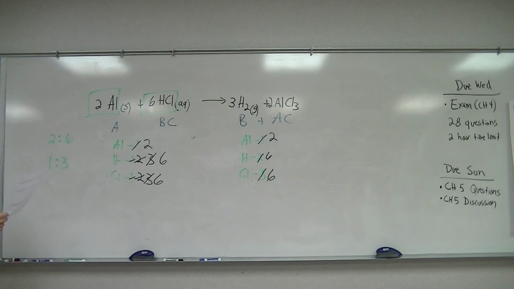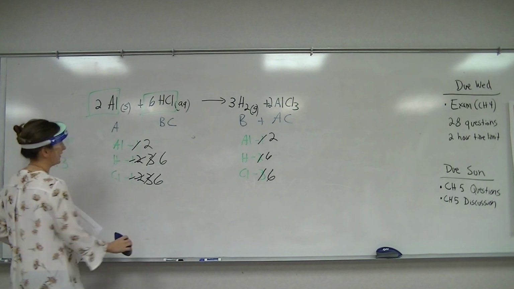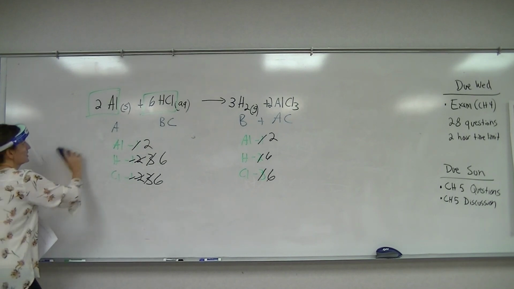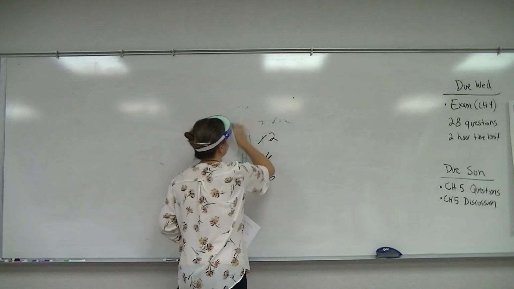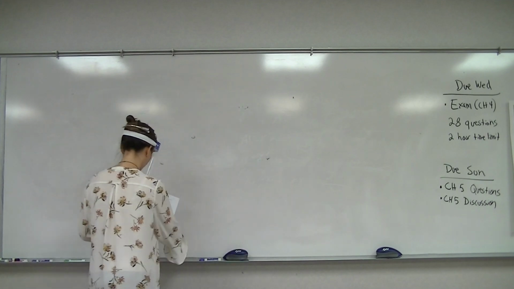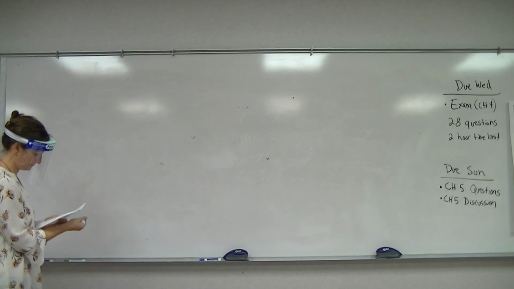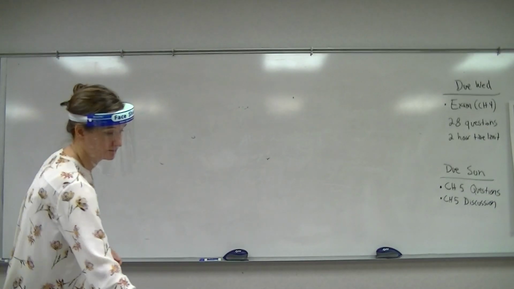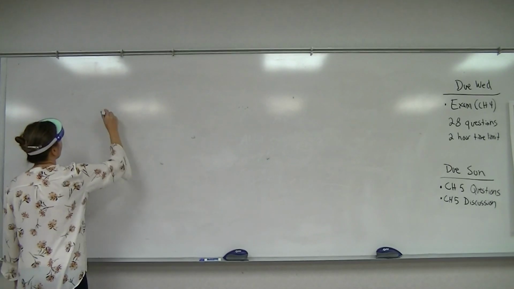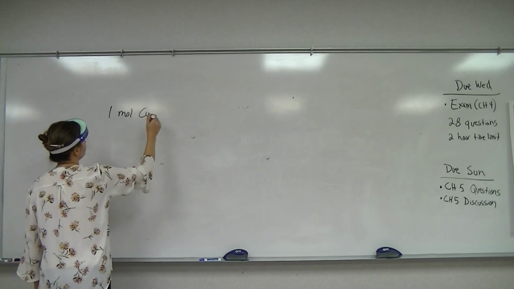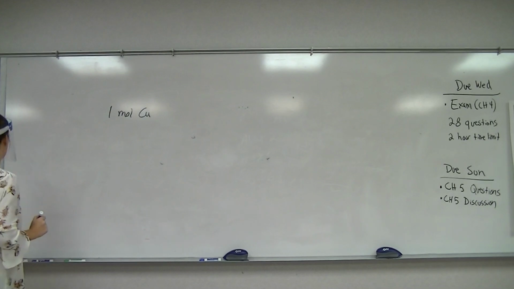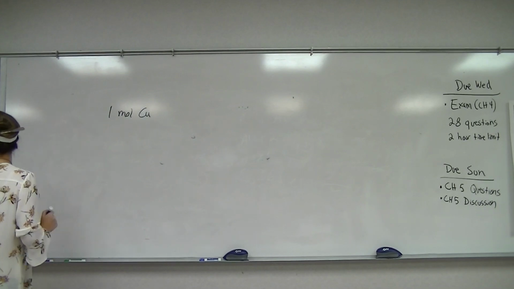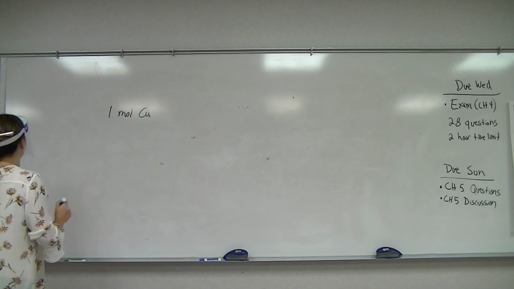What is the mass in grams of 1 mole of copper atoms? Oh, so this is that strangely worded one that I like to go over. Let's take a look at that. I have 1 mole of copper. Well, looking at the periodic table, copper is 63.55.